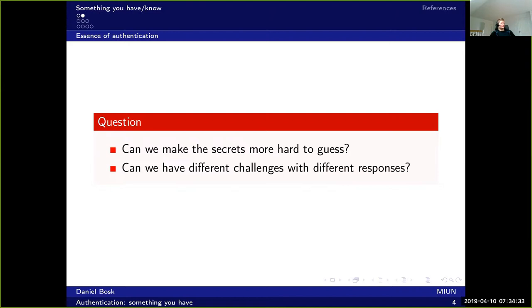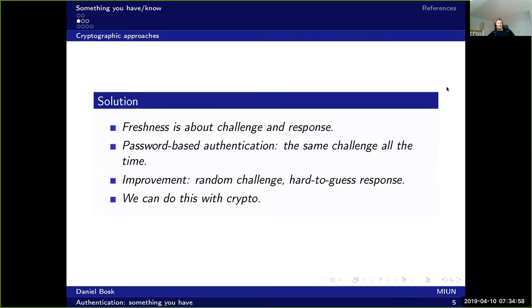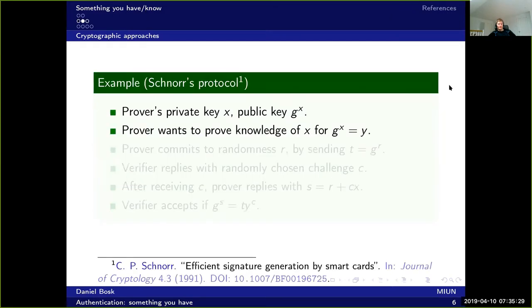But that simply makes it 10 secrets to remember, which is more difficult. And an adversary must do only 10 observations at worst. Statistically, he should get away with 5, and then he should have some good chances of actually having the password that the service asks for. Now, this is not a concrete solution, it's a general solution. The reason we want challenge response is freshness, and password-based authentication that has the same challenge all the time is not good. So an improvement would be a random challenge and a hard-to-guess response, and we can do this with cryptography. So we have already seen Schnorr's protocol in the cryptography session.